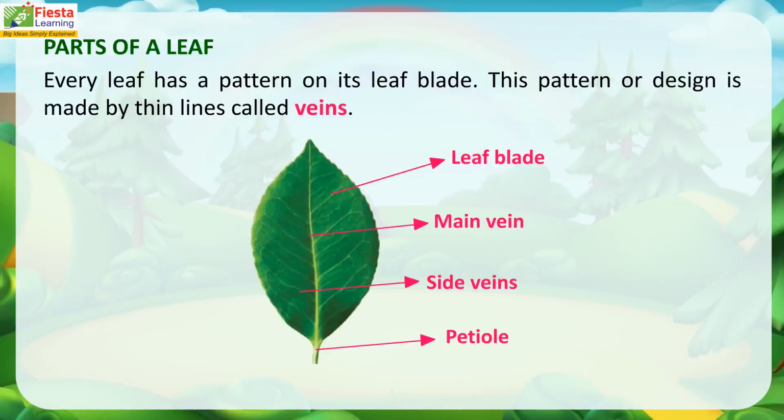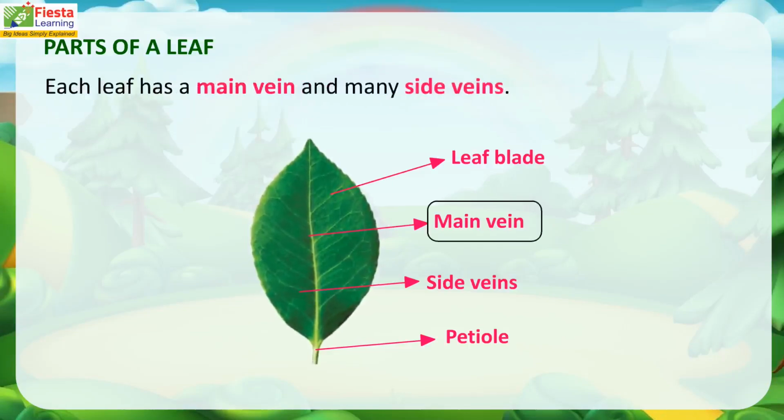Every leaf has a pattern on its leaf blade. This pattern or design is made by thin lines called veins. Each leaf has a main vein and many side veins.